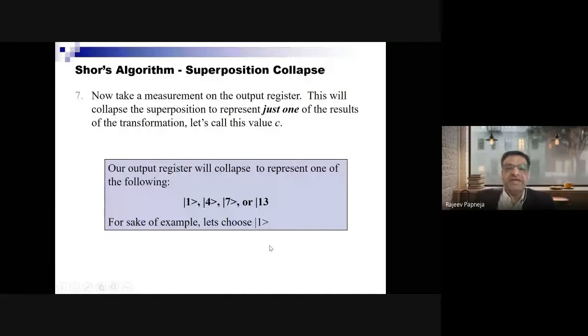Now let's take a measurement on the output register. As we already saw in the phenomenon of superposition, as soon as we take the measurement, this will collapse the superposition to represent just one of the results of the transformation. Let's call it C. So our output register will collapse to represent one of the following: it will either be 1, 4, 7 or 13. Now for the sake of example, let's say that the output collapsed to 1.